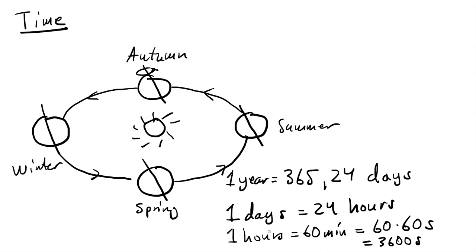Okay, so we talk about months and years and days and hours and so on. A month, by the way, the year is 12 months. A month has to do with the orbit of the moon around the Earth. And how long does this take? It takes roughly 27.3 days for the moon to orbit the Earth.